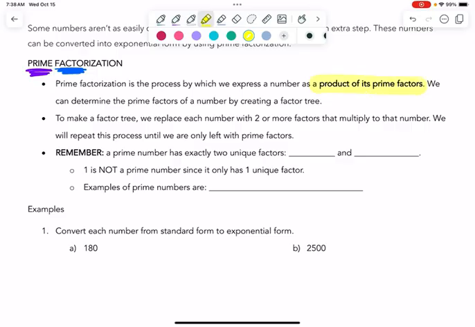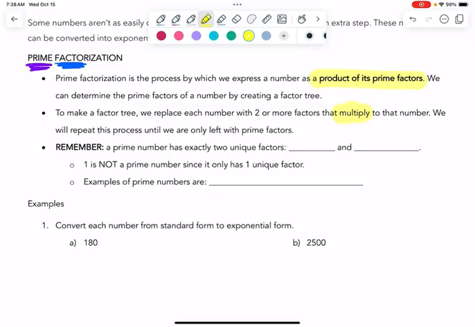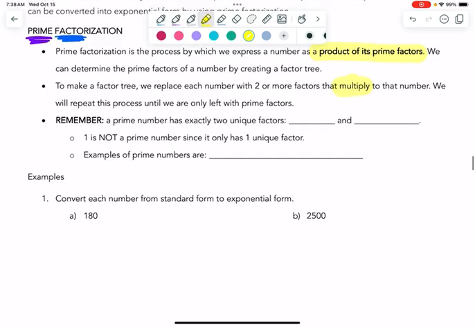We can determine the prime factors by creating a factor tree. To make a factor tree, we replace each number with 2 or more factors that multiply to that number. We'll repeat this process until we're only left with prime factors.